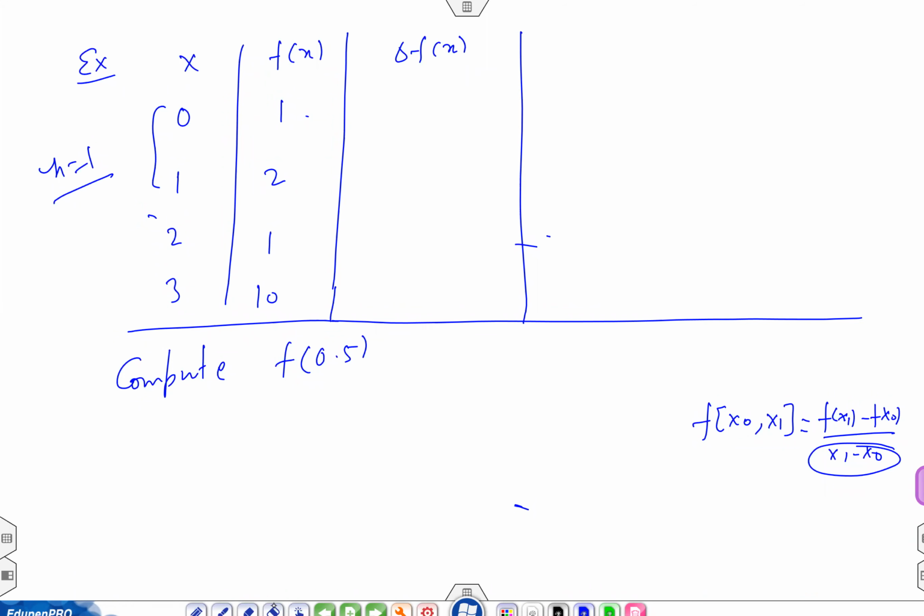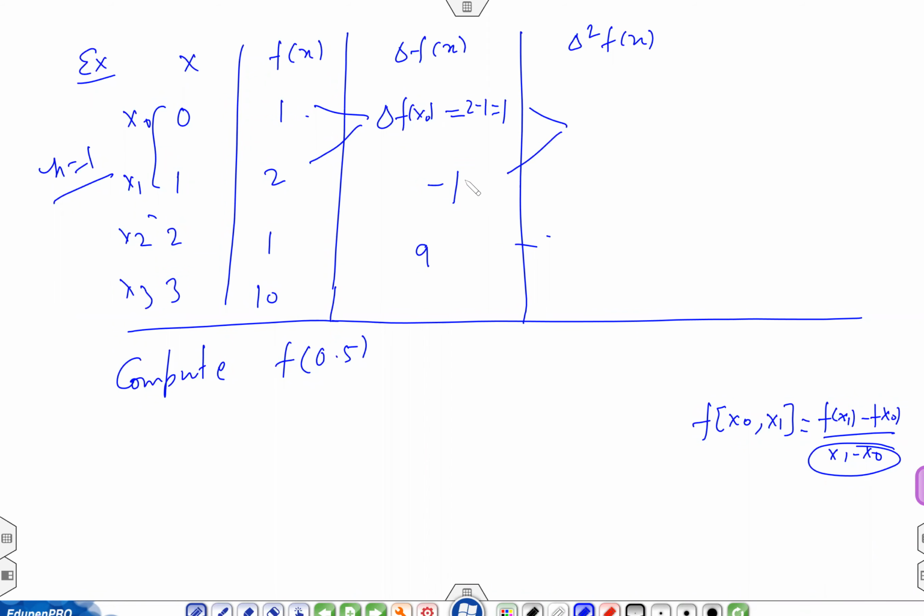It is simple, so how to compute del f x0? This is the x0 point, x1 point, x2 point, and x3 point. It comes out to be 2 minus 1, equal to 1. 1 minus 2 is minus 1. And 10 minus 1 is 9. Then del square f x. It is very simple to compute this table. Minus 1 minus 1 is minus 2. 9 minus 1 is 10. Next value will be del 3 f x, which is 12.